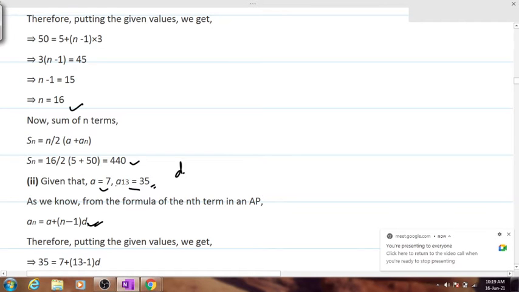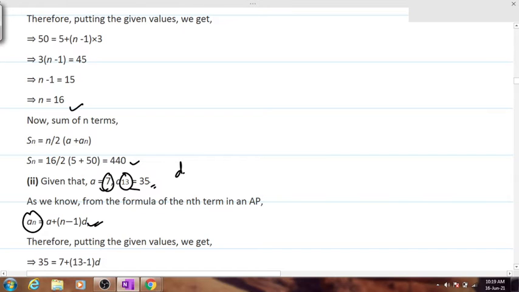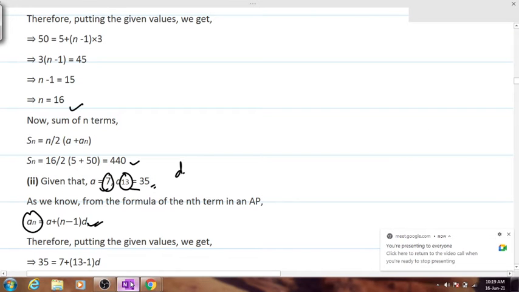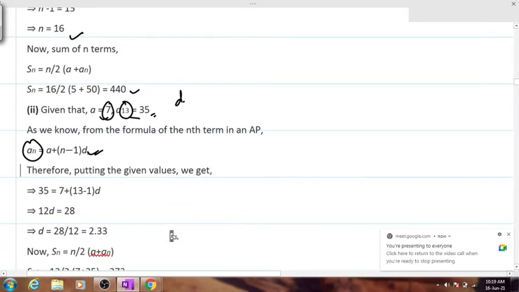Again you have to use this formula, put n is equal to 13, put a is equal to 7 and an is equal to 35. Only one missing quantity out there, it's D. Tell me the value for D. Only Somojit has answered, rest of you haven't got the answer. Somojit has answered very correctly, D is equal to 2.33.